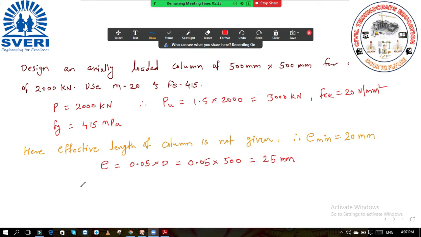Okay. So therefore, e minimum is less than e. So here I can write: therefore clause number 39.3 can be used to calculate load carrying capacity of column.